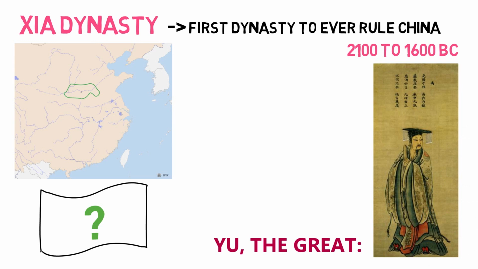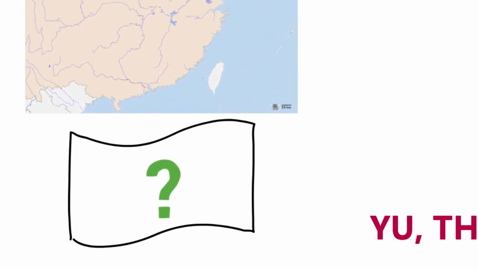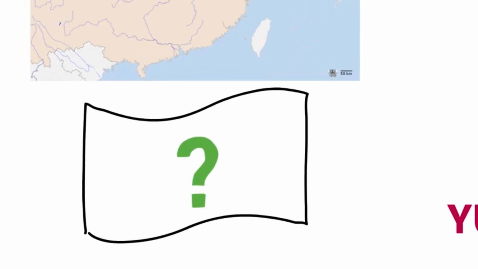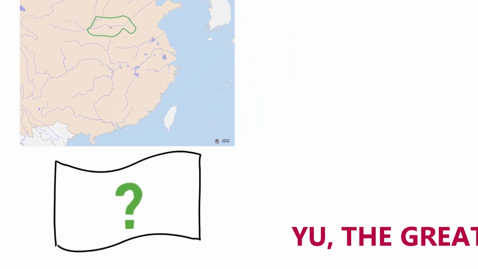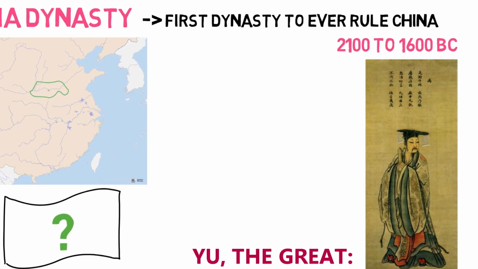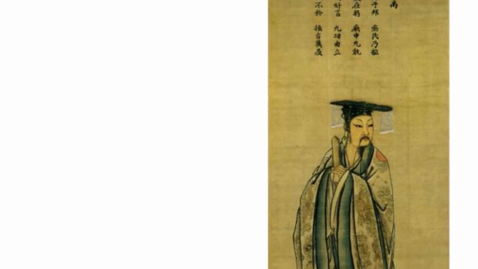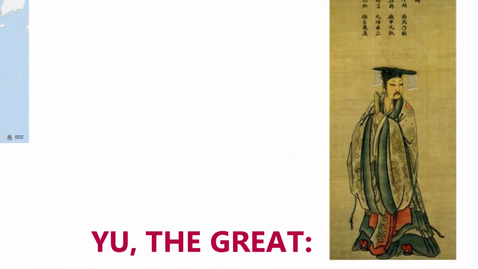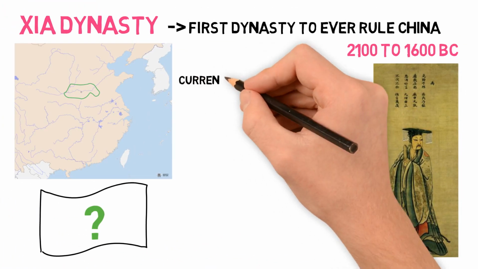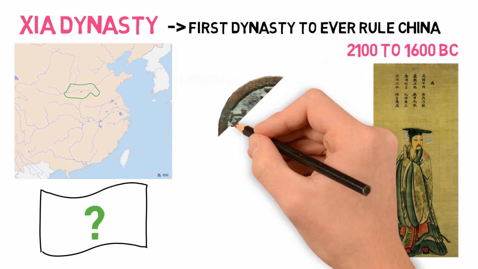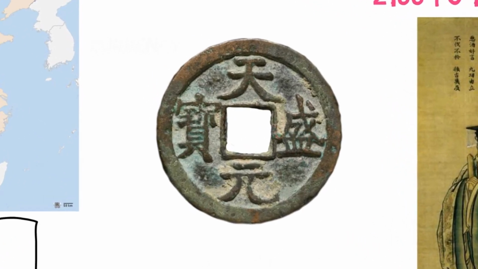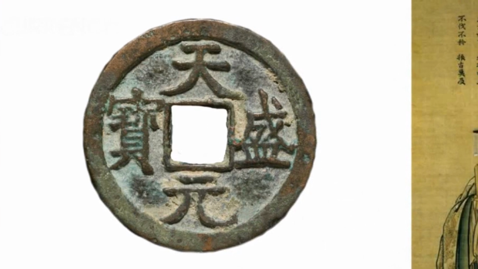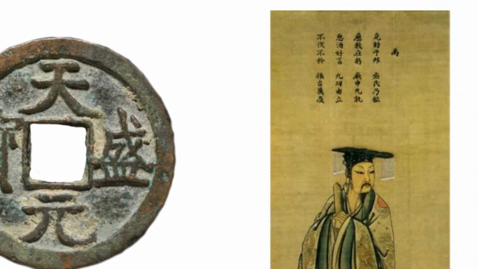Now, flags were only introduced fairly late in history, especially in the East, so most of these early Chinese dynasties have no recorded flag or even standard of any kind. One is left to wonder how they represented themselves. There is, however, a depiction of Yu the Great, and also some coins which are said to belong to the Xia dynasty, allowing us to deduce that maybe they simply represented themselves through the Chinese characters that symbolize their name.